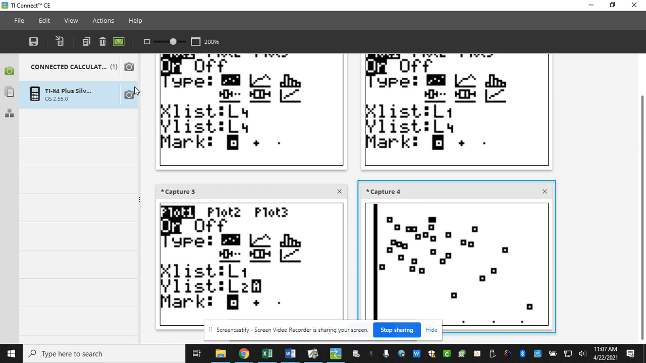What kind of relationship do you think that looks like? Slightly negative, maybe not perfectly linear, I can't really tell yet. So enough to be able to move on. So now I want to do what?